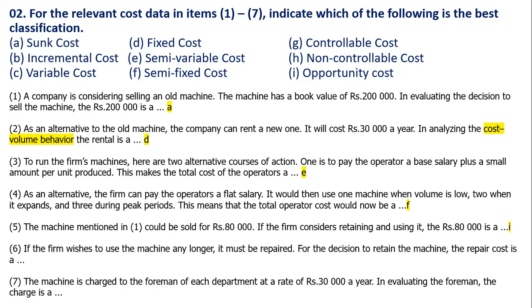So therefore remember, when it comes to controllable and non controllable cost, you need to look at it in a context where the authority comes into play.